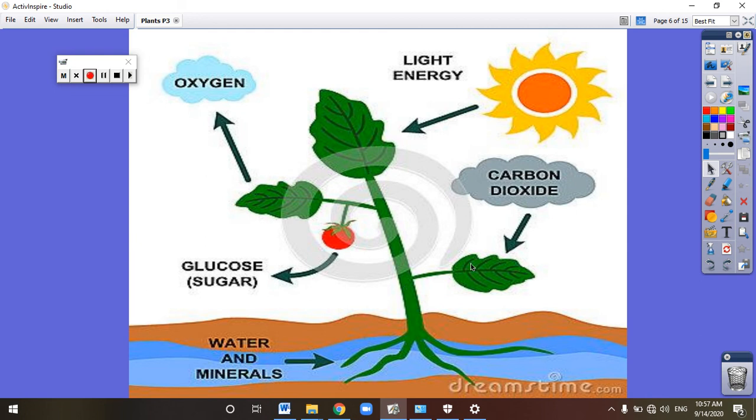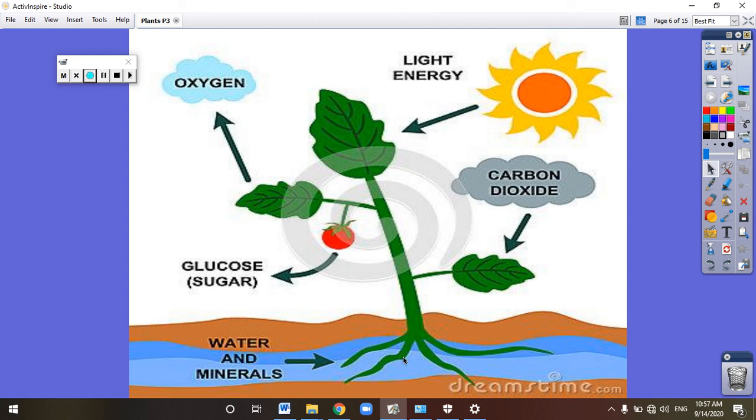And the leaves take carbon dioxide from the air. The air around us contains many gases. One of these gases is called carbon dioxide. The plants take carbon dioxide from the air through the leaves. And also the leaves take the sunlight from the sun.